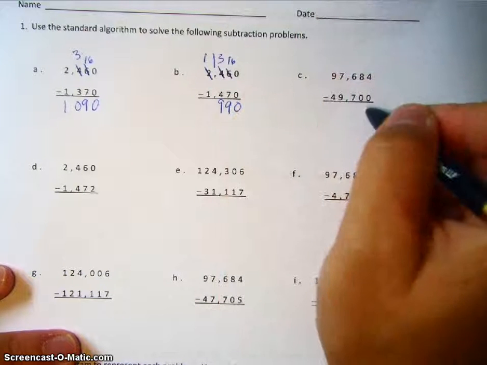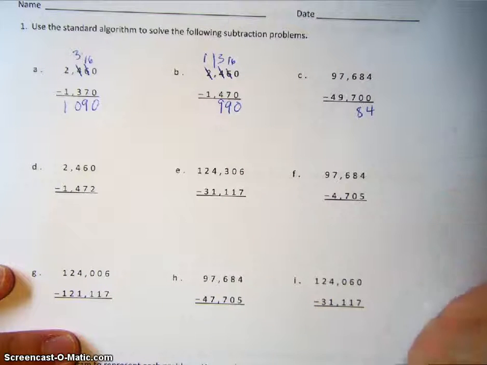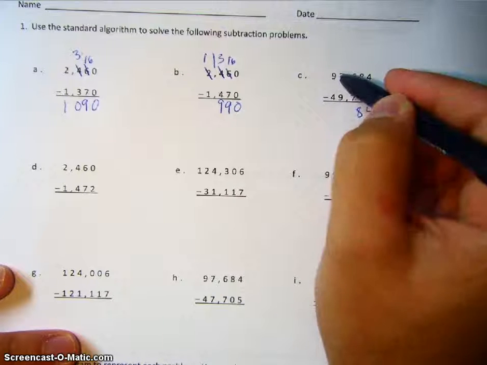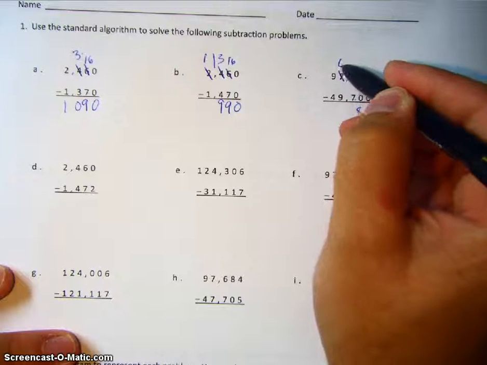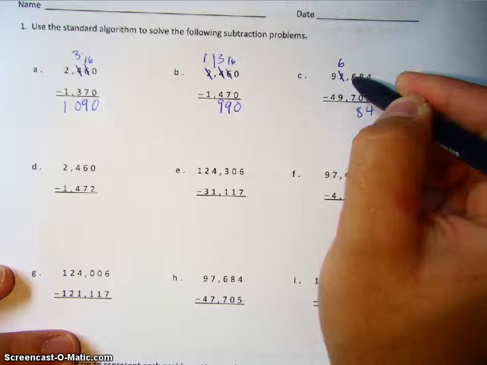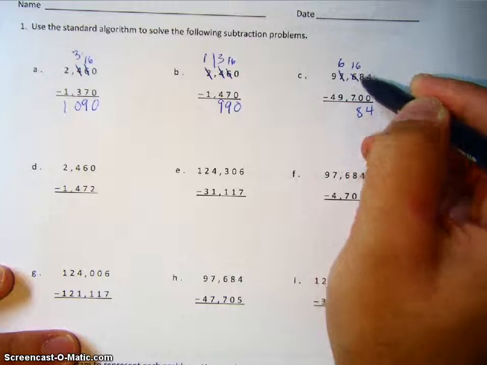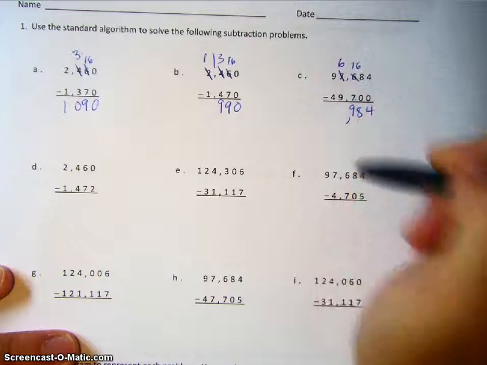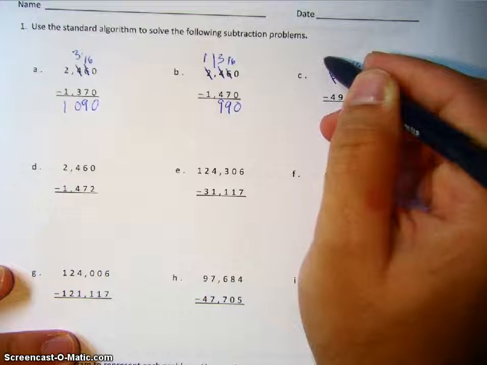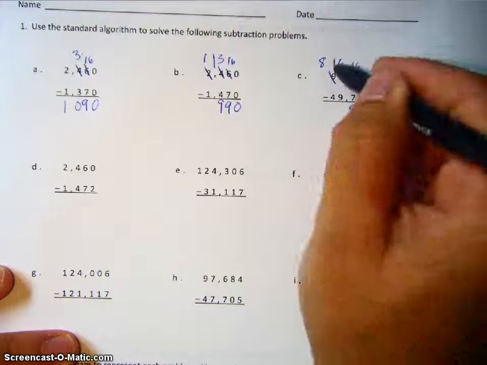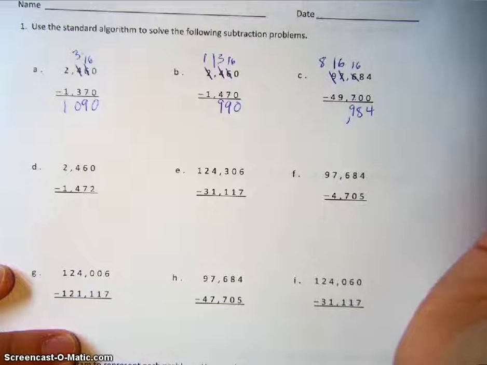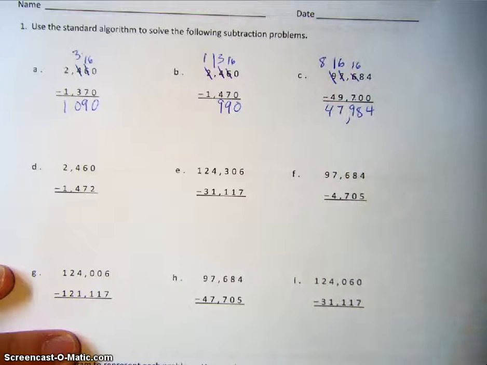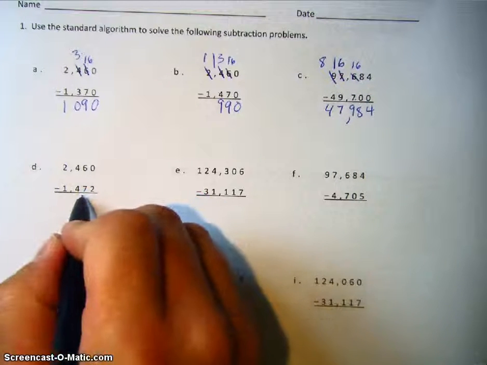Okay, so for letter C, ones and tens are pretty easy. So now 600 minus 700. Well, we have to turn one of our thousands into 10 hundreds. Now we have 16 minus 7 is 9. Okay, so now 6,000 minus 9,000. So we borrow or decompose a 10,000 and turn it into 10 1,000s. 16 minus 9, and then 8 minus 4. Okay, moving on to letter D here.